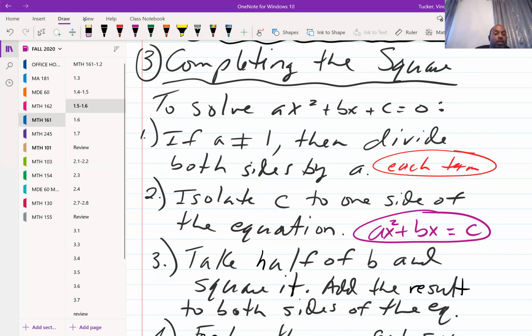So that means step 1 may not have to be done. It depends on if a is not equal to 1. Step 2, isolate c to one side of the equation. And we're going to talk about what all this means, with some numbers and everything, in a second. Step 3, we'll take half of b and square it. Then the second part of step 3, we'll add the result to both sides of the equation.